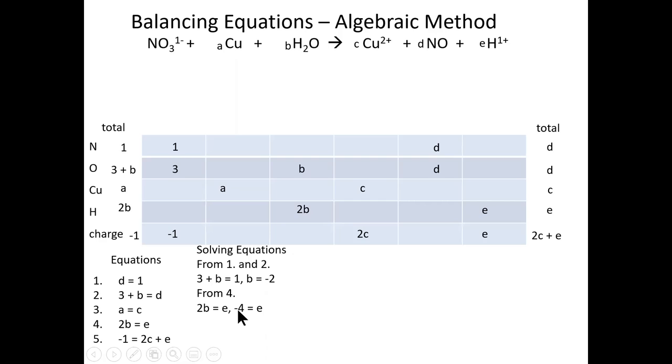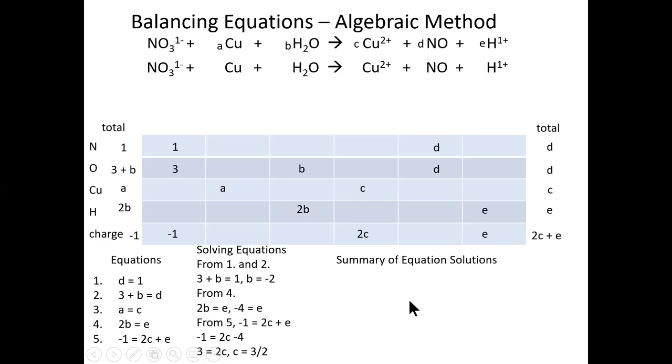So the next one, from equation 5, we can see that -1 equals 2C plus E. But if we know E is equal to -4, we can substitute -4 in here. And when we do that, we get -1 equals 2C minus 4. So we solve this equation and we get C is equal to 3/2, because if we add 4 to both sides, we get a plus 3, and then we divide both sides by 2, we get 3/2. There's a fraction there. So we have now effectively solved for all our variables.